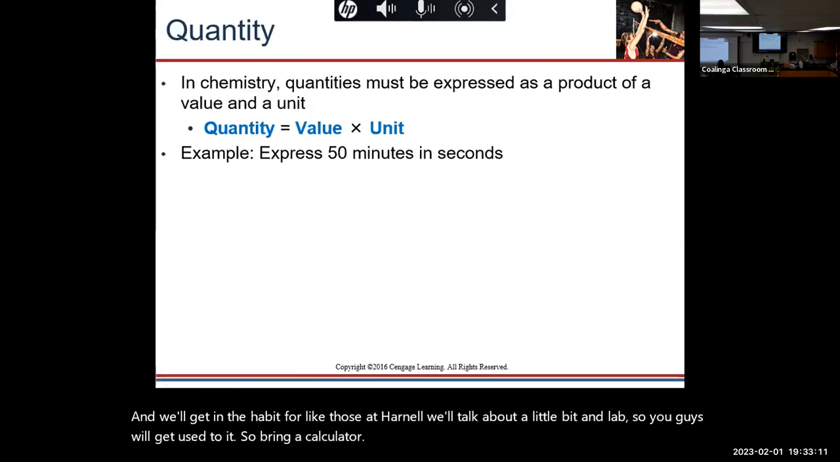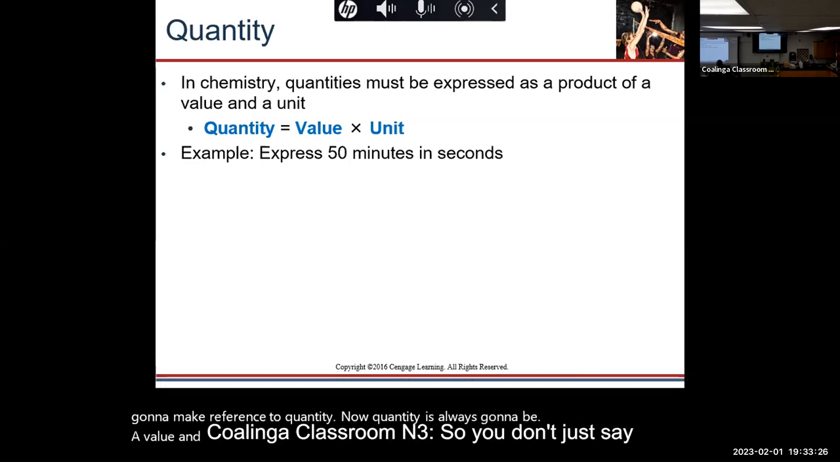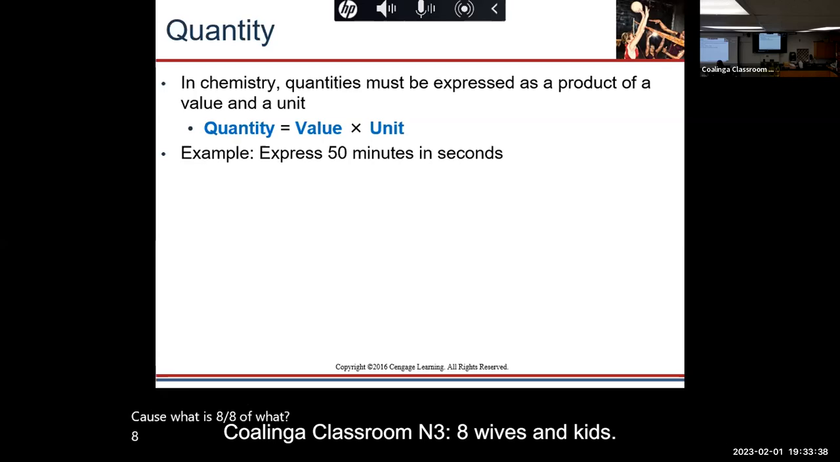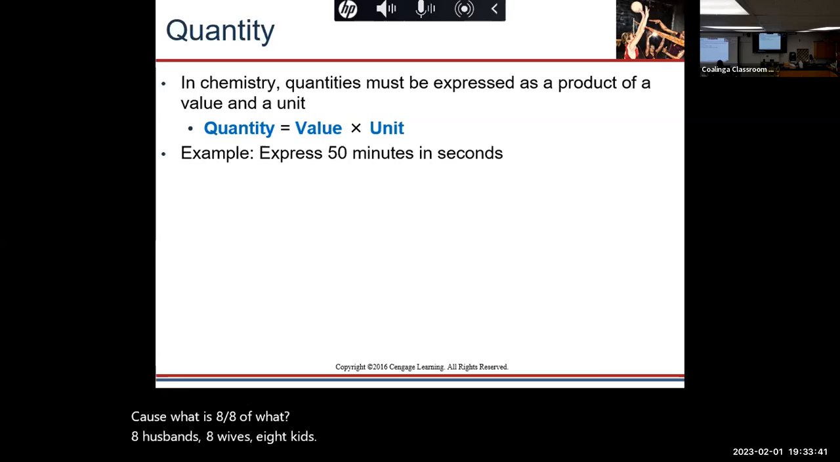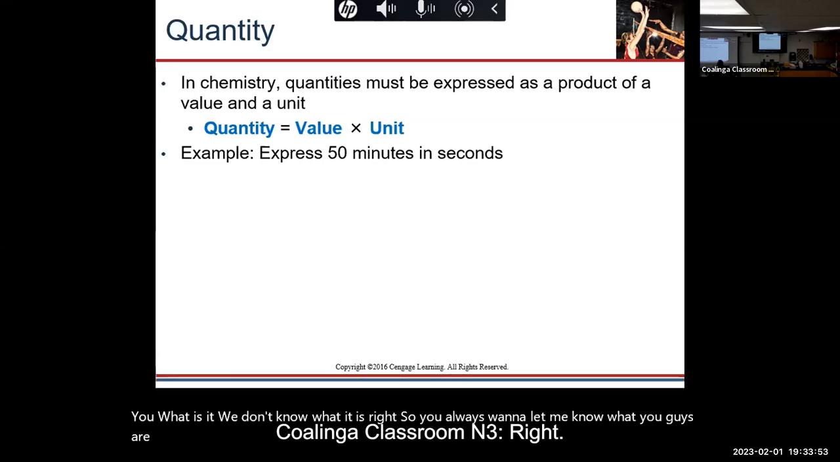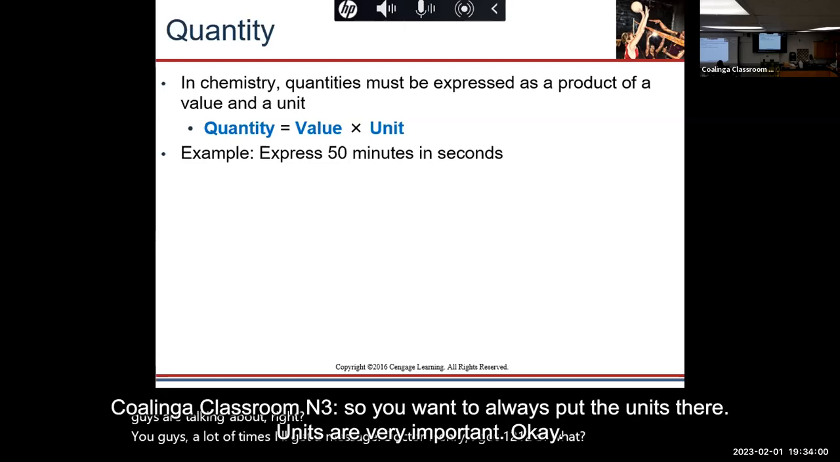Okay, so when you're talking about anything in chemistry or any type of science, you're always going to make reference to quantity. Quantity is always a value and units. So you don't just say, I have 8, because 8 of what? 8 husbands, 8 wives, 8 kids? We don't know what 8 is. A lot of times I'll get a message, Dr. Henry, I got 12. So you want to always put the units there. Units are very important.